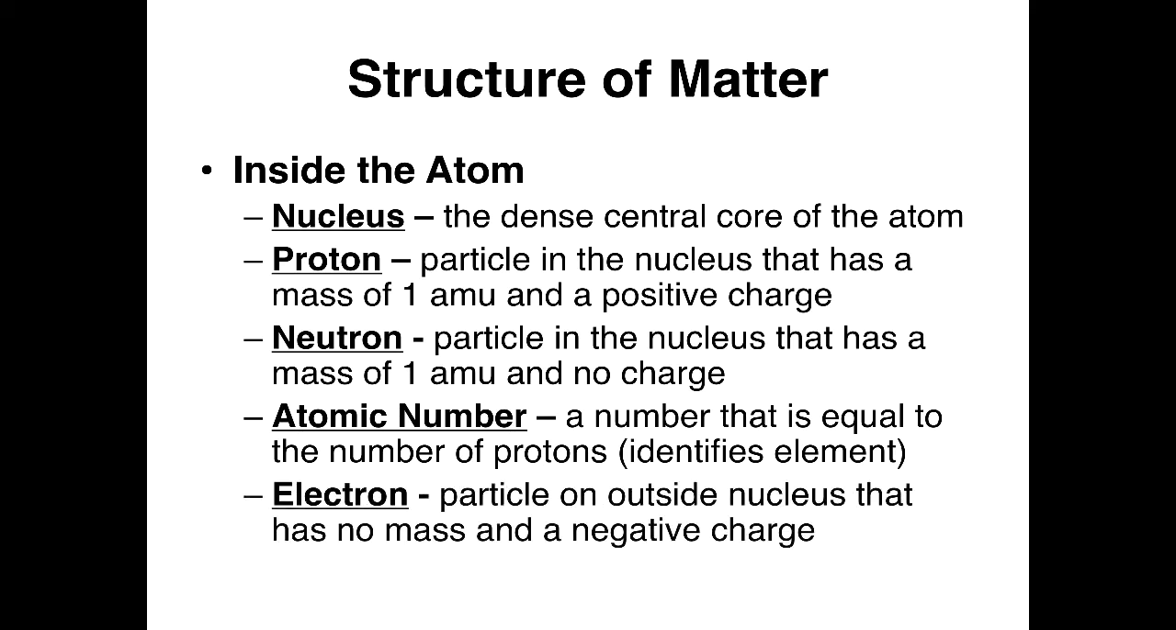An electron is a particle that's outside the nucleus that has no relative mass. That is, it has no mass compared to the proton or the neutron. It actually does have a mass, which is 1/1800th the mass of either a proton or neutron. So it's so small that it's considered negligible, and it's said to have no mass. The electron has a negative charge and balances the positive charge of the proton.